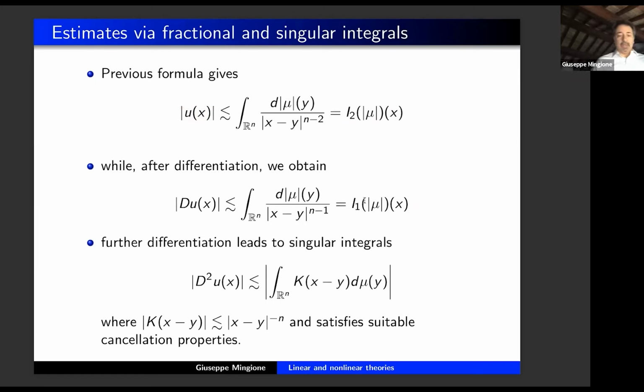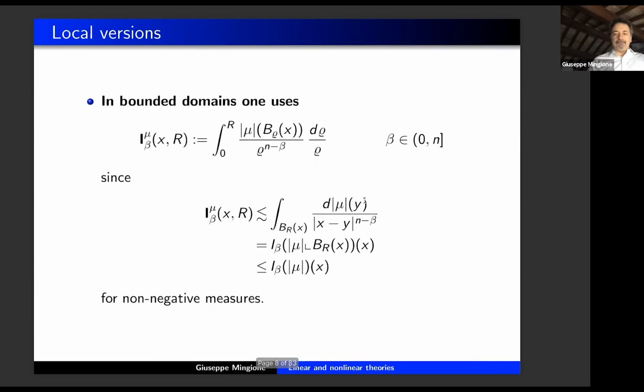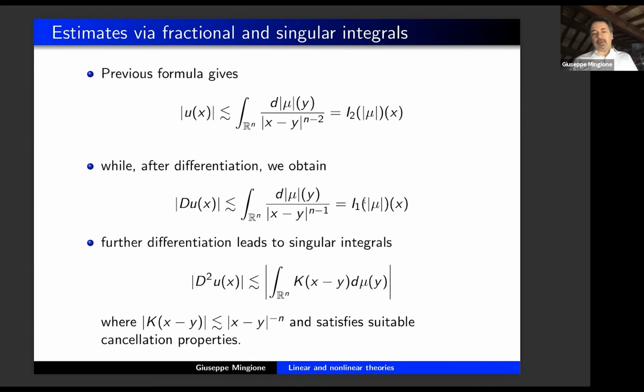Now, at first sight, this approach could seem to be completely linear, but in fact I would like to show that this is not the case. In order to get these operators, you need a representation formula, which is, for instance, absent in the nonlinear case, but still something can be done.